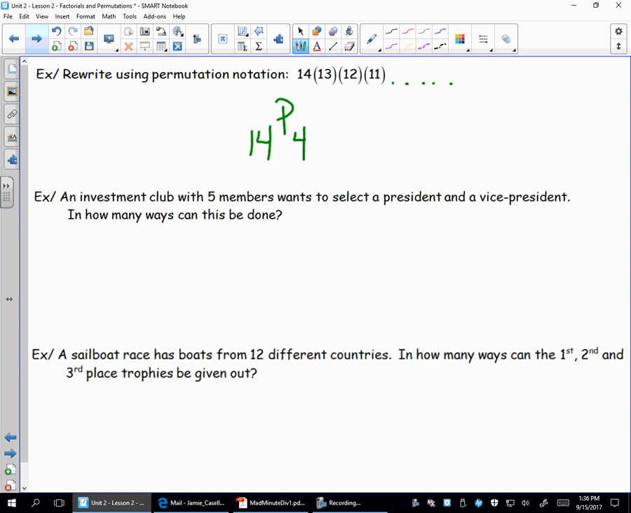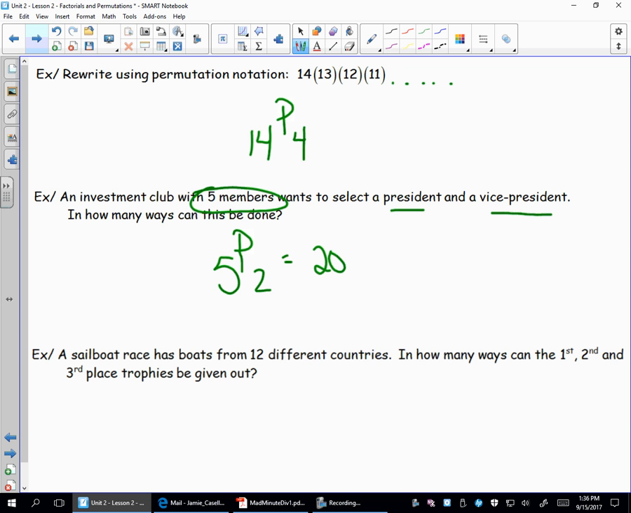Okay, an investment club, 5 members, wants to select a president and a vice president. How many ways can this be done? So I've got a group of 5 things, but I only want to fill 2 spots. Not a factorial, it's a permutation. I can tell the president and vice president apart, which means there's still order involved here. How do I do this? 5P2. And that gives us 20.